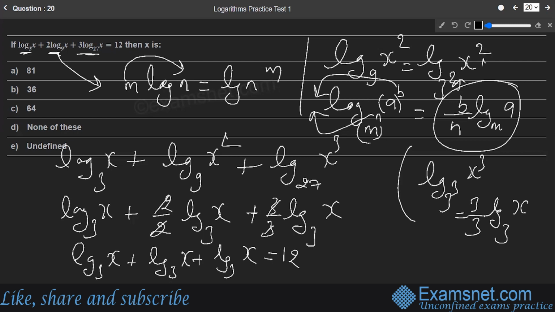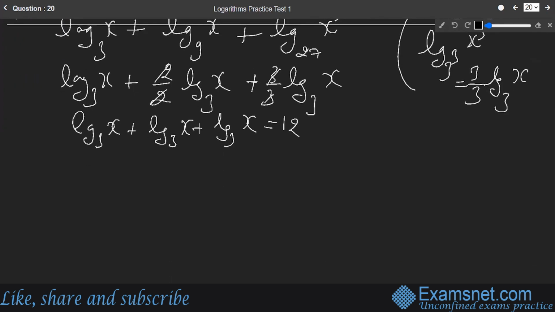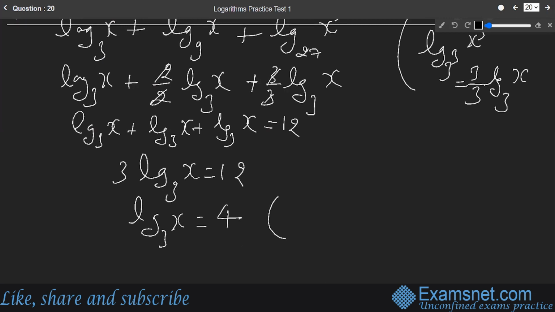On the right hand side, they have given it to be 12. Let us not solve further yet. This is nothing but 3 times log base 3x equal to 12, which gives us log base 3x equal to 12 by 3, which is 4. Now we can use a property which says: log base a of b equal to c can, in the mathematical form, be written as a to the power c equal to b. So let us use the mathematical form.